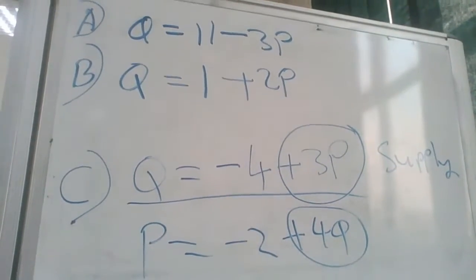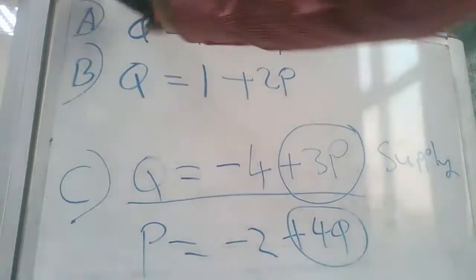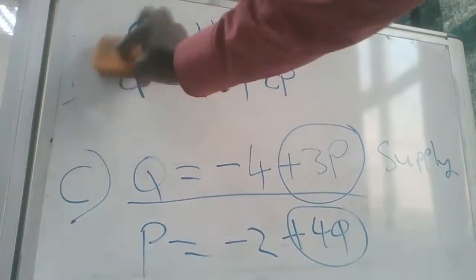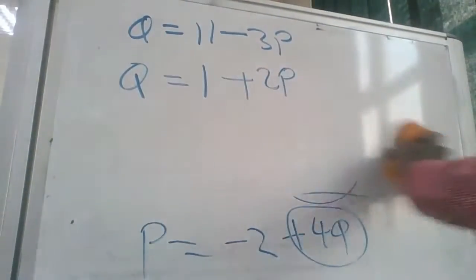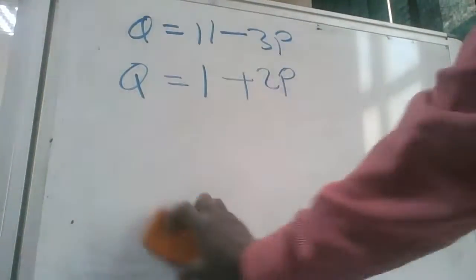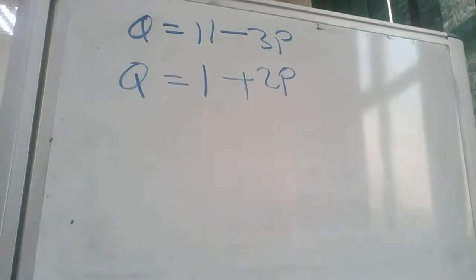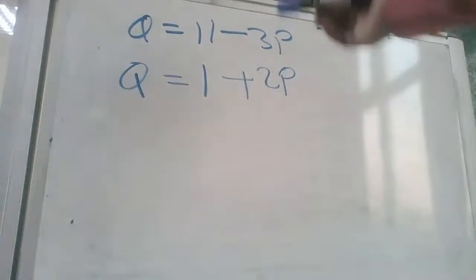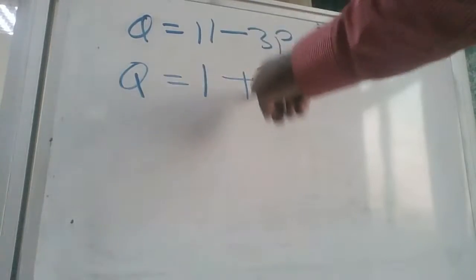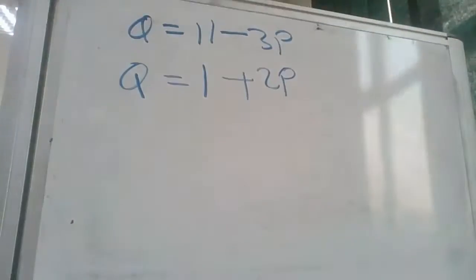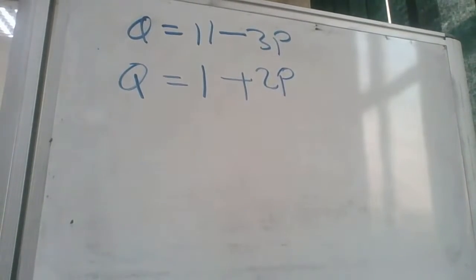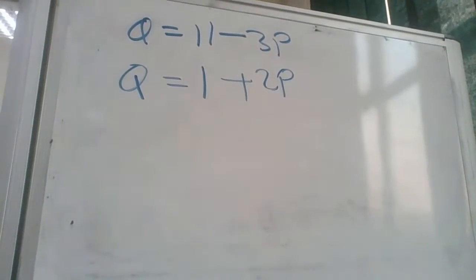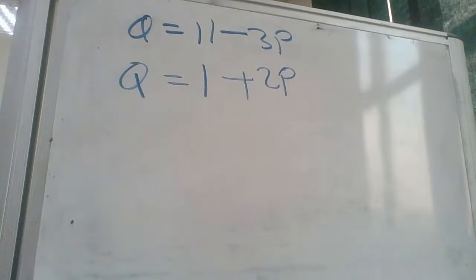Okay, good. Now, let's find the equilibrium price and the quantity for these two equations. Q is equal to 11 minus 3P, and Q is equal to 1 plus 2P, since we know which one is a demand. It's not always that you'll be told that it's a demand or supply. You need to look at the signs here. So let's find the equilibrium price and quantity. If you find the answers, text your answer in the text box.